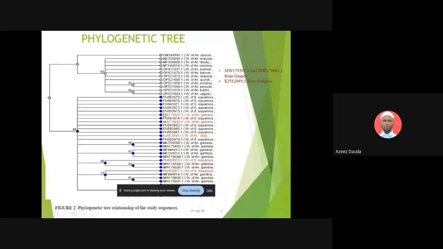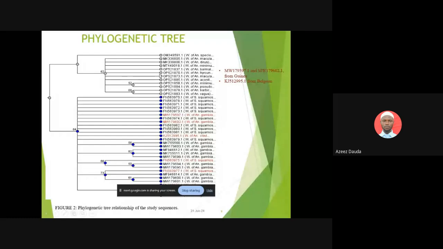Then, to the first red that we have here, if you can see my cursor here, the sequence MW179597 is a Wolbachia sequence from Anopheles gambiae. And this one, the one that ends with C02 on the red column also, is also Anopheles gambiae. And these two were sharing almost 84% similarity with our Wolbachia sequence from black fly, that is Simulium squamosum.